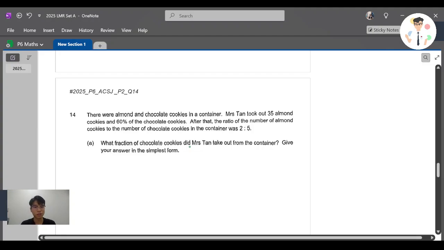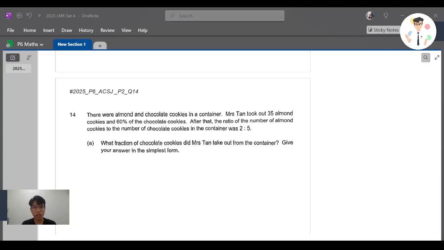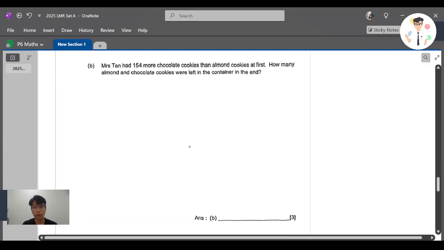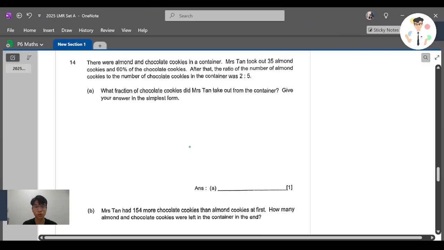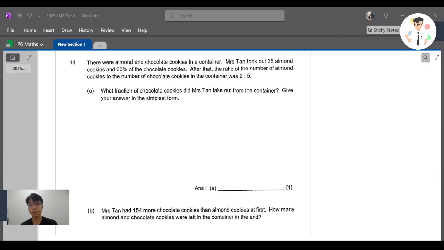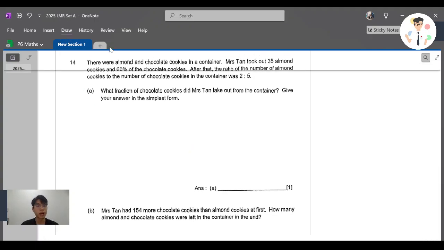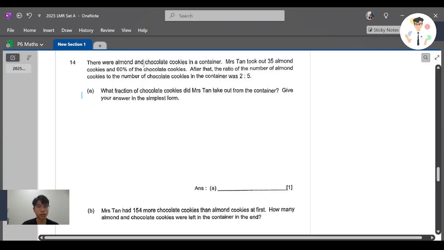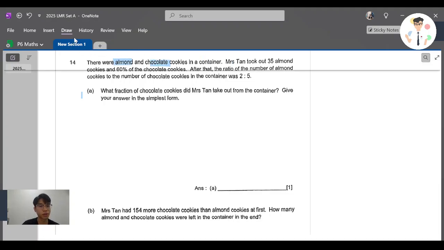So let's move on to the next question from ACSJ paper 2 question 14. This is actually worth about 4 marks, and I think it's a good question for us to try. Now, let's look at this question. There were almond and chocolate cookies in the container. Let's just straight away read the question first.